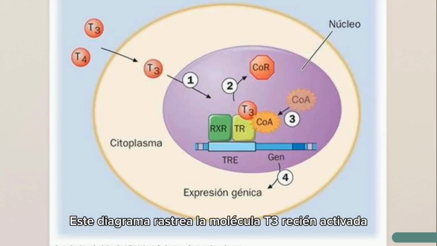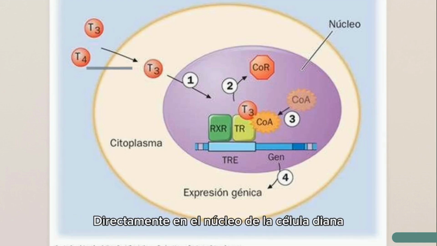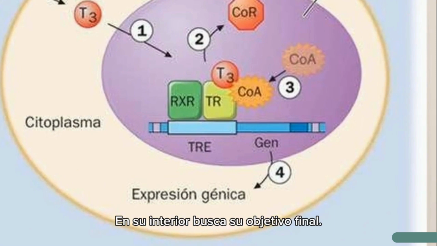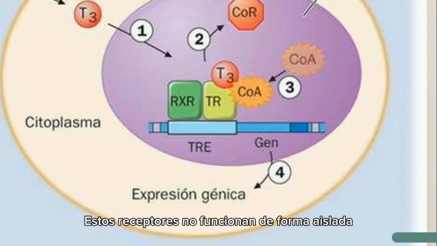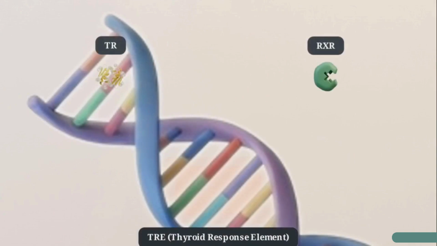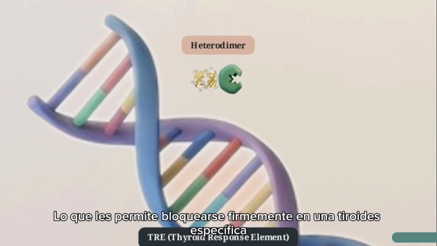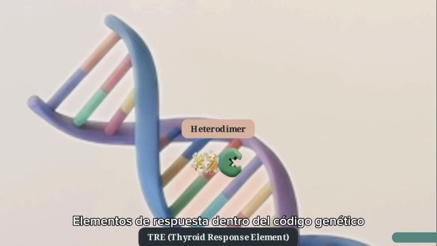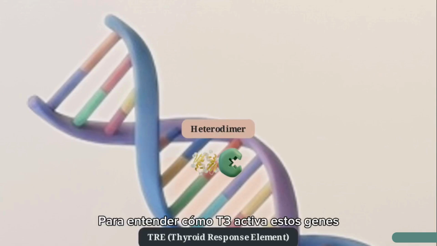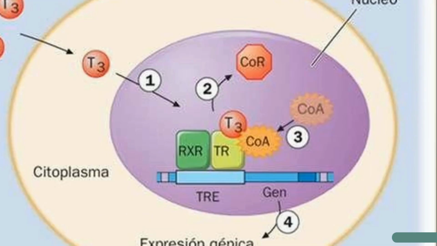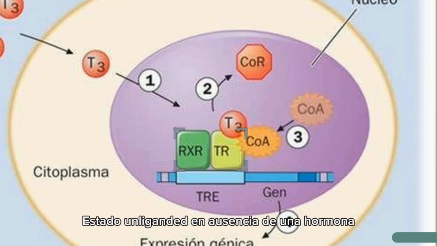This diagram tracks the newly activated T3 molecule moving from the cytoplasm directly into the nucleus of the target cell. Inside, it seeks its ultimate target, thyroid hormone receptors, already bound to the promoter regions of metabolic genes. These receptors do not operate in isolation. They form heterodimers with the retinoid X receptor, allowing them to lock tightly onto specific thyroid response elements within the genetic code. To understand how T3 activates these genes, we first have to look at the receptor's unliganded state.